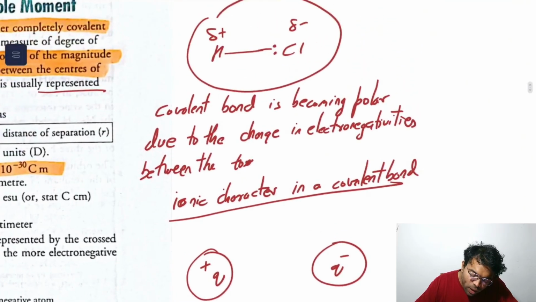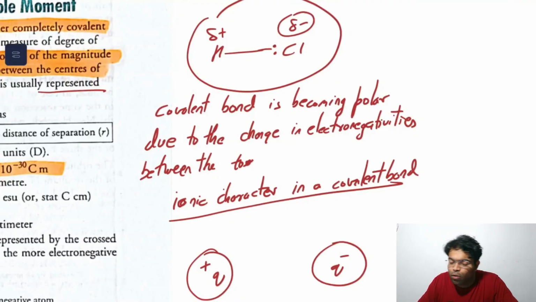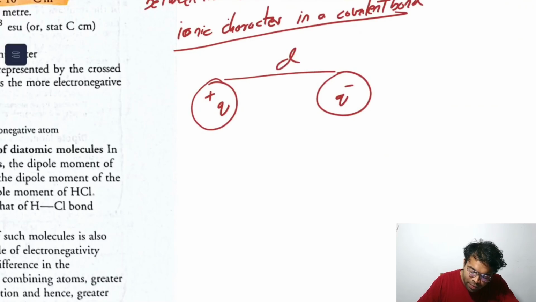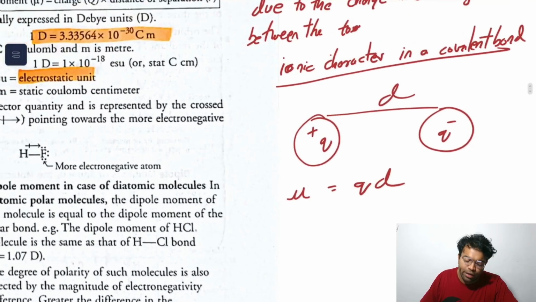Hydrogen and chlorine, when they were sharing this electron, chlorine actually pulled the electron towards itself. So it gained a slight negative charge. But hydrogen will gain the exact magnitude of charge that chlorine got, but with an opposite sign, that is a positive value. So when two charges having the same magnitude but opposite signs are separated by a distance d, then the dipole moment mu is equal to qd. Understood? This is what I'm trying to tell you.